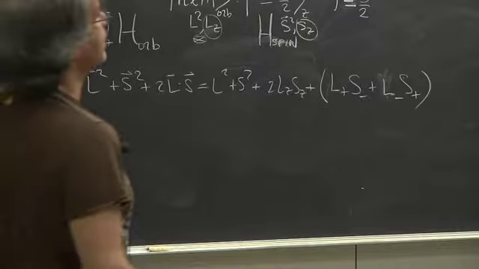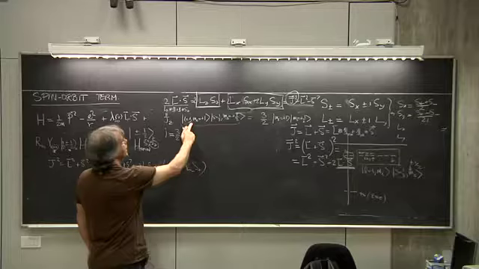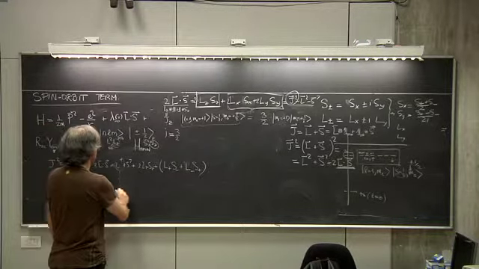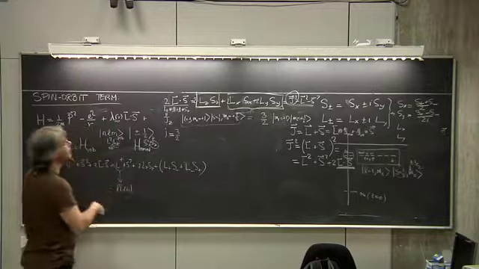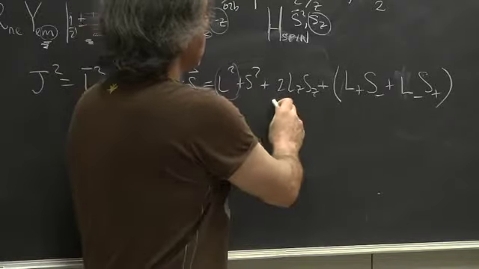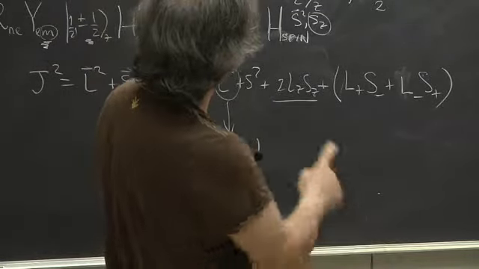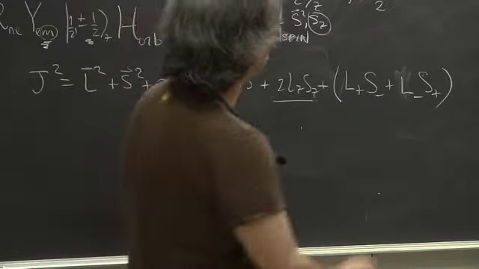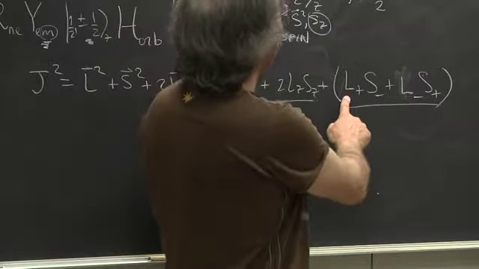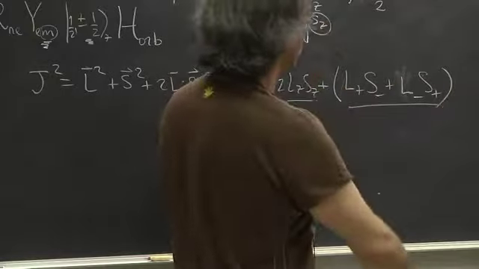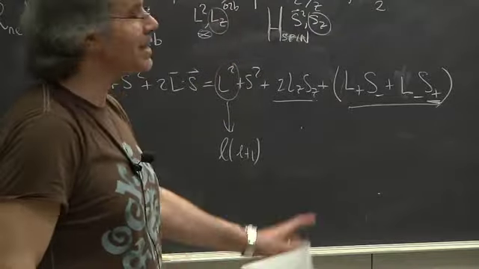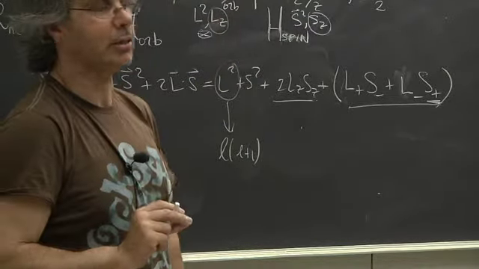Now let's see. If I apply L squared to this state, what do I get? I get a number that is L times L plus 1. L is 1, by the way, so I get 2. I can apply S squared, still an eigenstate of S squared, with eigenvalue 1/2 times 3/2. What about this? This is the nasty guy. This gives me 0, because L plus acting on this has no effect, and S plus acting on this has no effect. So indeed, the nasty guy has no effect on this state.